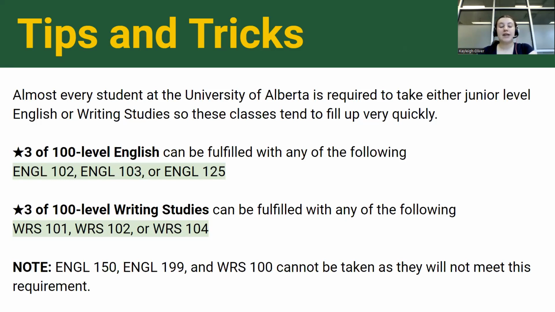You can choose from any of the 6 courses that I've listed here on the screen. So those courses are English 102, 103, and 125, or Writing Studies, which uses the code WRS 101, 102, or 104. So take a look at these courses, see when they fit into your schedule, find a couple that work, and be prepared to enroll in any of them in case the one you had originally planned to enroll in is already filled up when it comes time for enrollment. But just know that any of these 6 courses will fulfill that requirement that you have as a first-year BCom student.